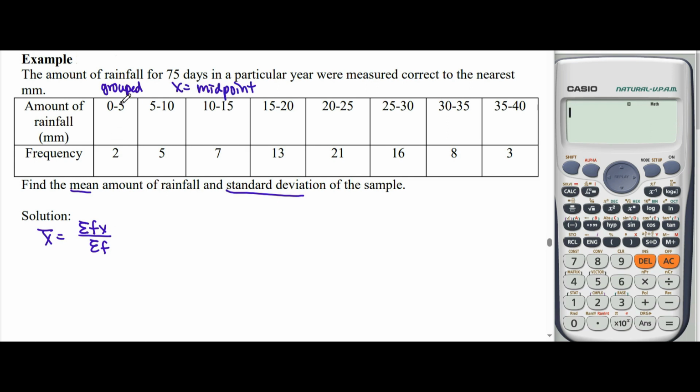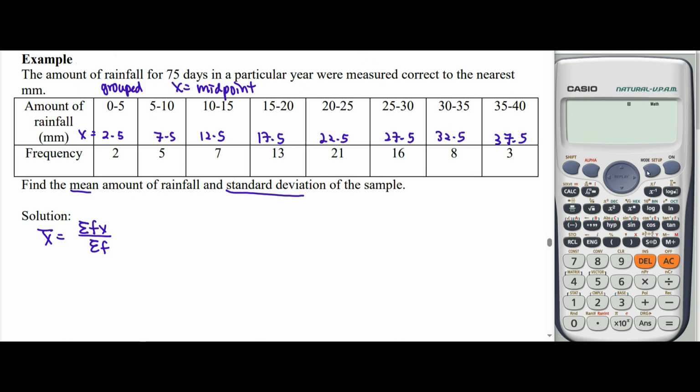So 0 to 5, add them and divide by 2. So the x here will be 2.5. Then this one, 5 to 10, their midpoint, add 5 and 10, divide by 2. It will give us 7.5. And then for the next classes, 12.5, 17.5, 22.5, 27.5, 32.5, 37.5.